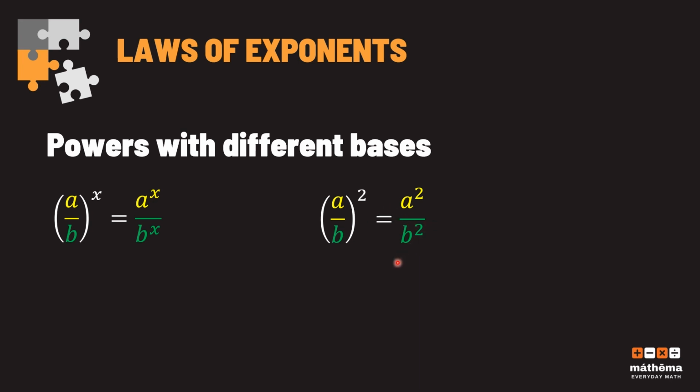Another example, we have 2 thirds raised to 2. Again, distribute the exponents. We will have 2 squared over 3 squared. Simplify, 4 over 9.